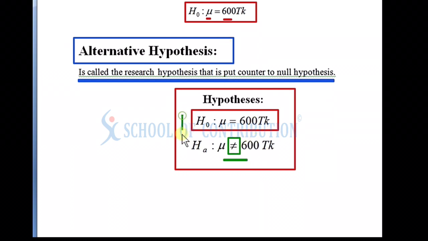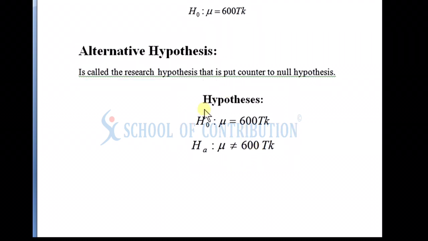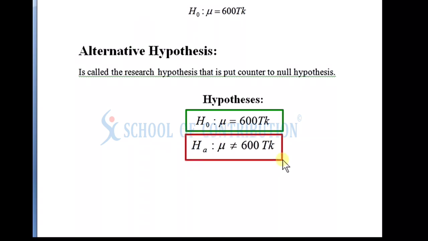This hypothesis is opposite, put counter to this null hypothesis. So HA, our alternate hypothesis, is mu not equal to 600. So we can say this is our null hypothesis and this is our alternative hypothesis, that is put counter to this null hypothesis.